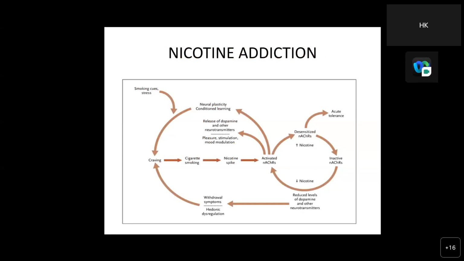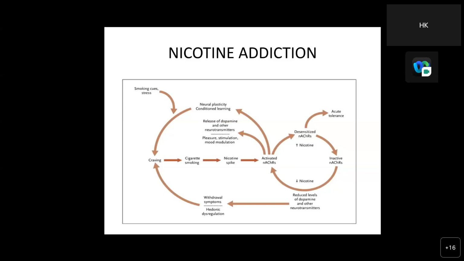Nicotine addiction, from the cycle, we know that cigarette smoking leads to an increase in the nicotine spike in blood vessels that travels into the CNS. There, it activates the nicotinic acetylcholine receptors. When there is an increase in activated nicotinic acetylcholine receptors, there is an increased release of dopamine and other neurotransmitters, which leads to pleasure and mood modulation. This becomes conditioned learning, and the smoking continues and the craving increases.